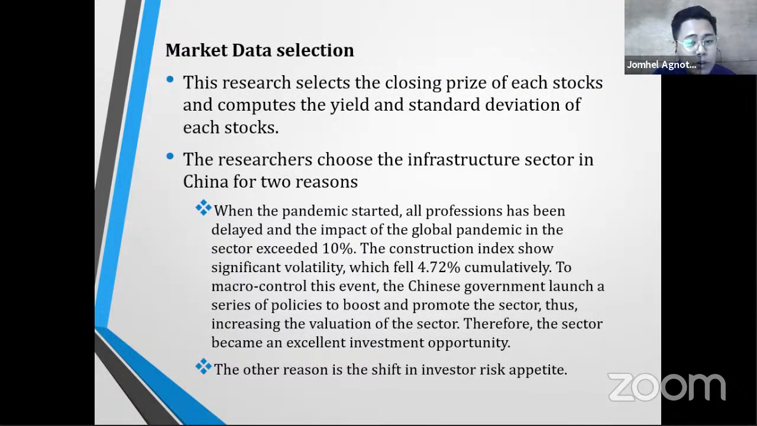They select the closing prices of each stock and compute the yield and standard deviation of each stock. The researchers choose the infrastructure sector for two reasons. The first one is the delay of all professions and the impact of the global pandemic in that sector exceeded 10%. What the Chinese government did was launch a series of policies to boost and promote the sector, thus boosting the valuation of that sector. Therefore, that is a very good investment opportunity now.